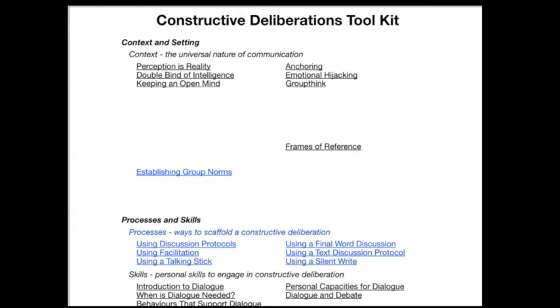Using a talking stick. This I've found to be a very powerful strategy. I think everybody knows about it. It's not new, but sometimes they don't use it because they think, oh, we don't need it. You know, we're intelligent adults. We talk to each other all the time and we have a good relationship. So why would we use a talking stick?